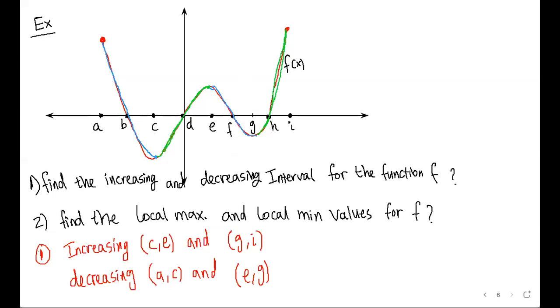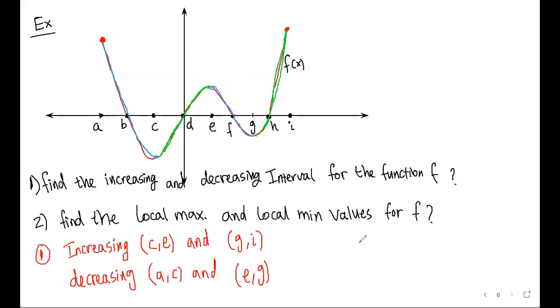Okay, so he said, Angel, at this point, C, it's a local minimum. This is true because the function is changing from decreasing to increasing. This means this point at x equals C has a local minimum. The function is changing from increasing to decreasing at this point E here, which has a local maximum. And the same thing at G, changing from decreasing to increasing, so it has a local minimum.